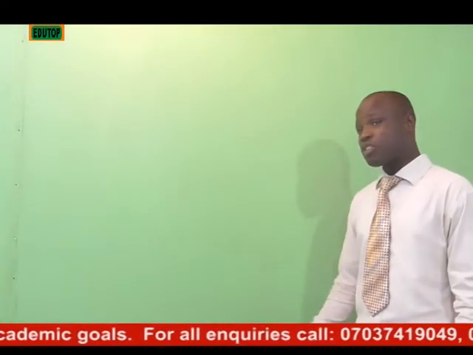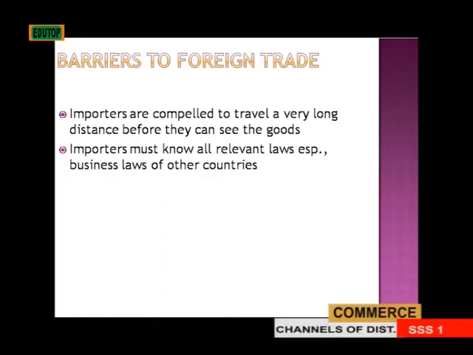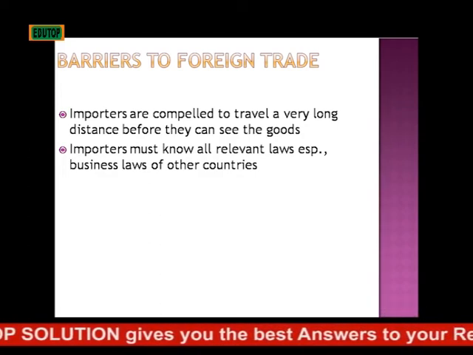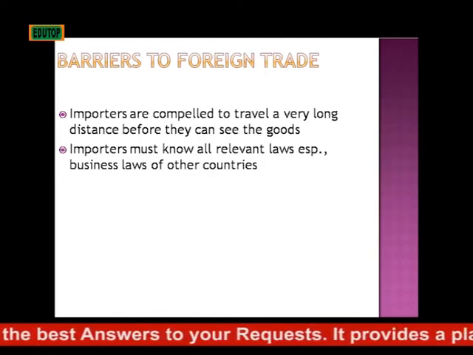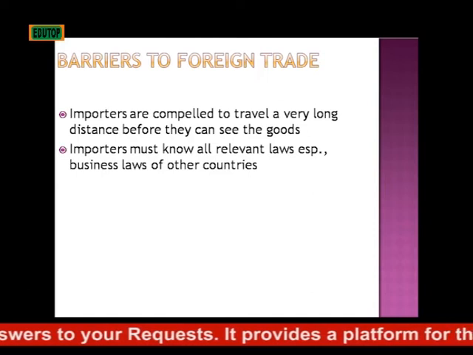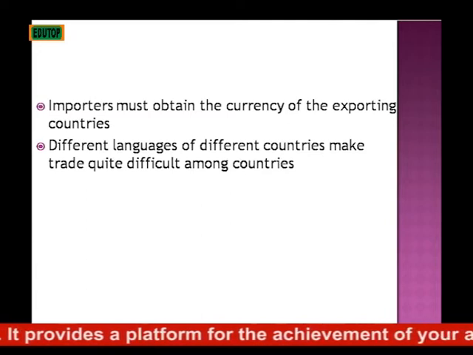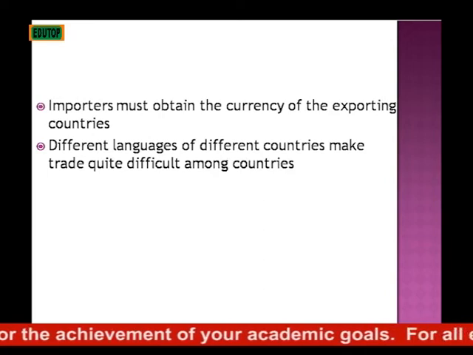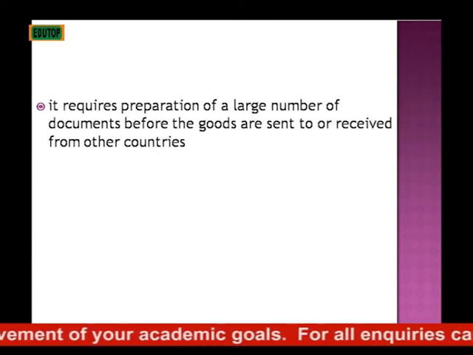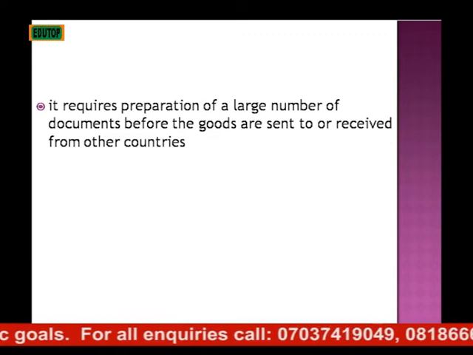Let's talk about barriers to foreign trade. Importers are compelled to travel a very long distance before they can see the goods. Also, importers must know all relevant laws, especially business laws of other countries. Importers must obtain the currency of the exporting countries. Also, different languages of different countries make trade quite difficult among countries. It requires preparation of a large number of documents before the goods are sent to or received from other countries.